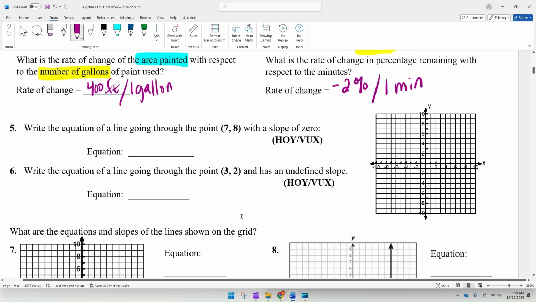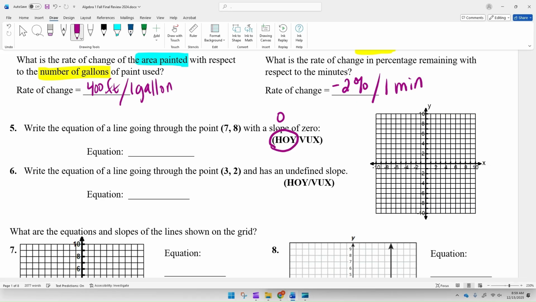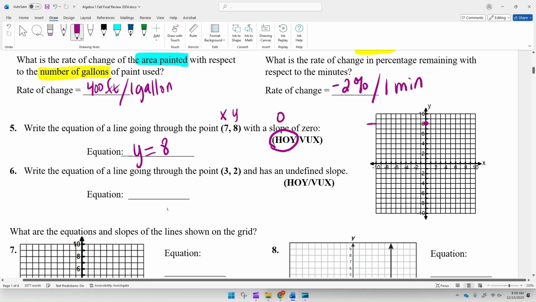All right. 5 and 6, we're dealing with Hoy bucks. We have a 0 slope. So look, in Hoy, we've got the O in Hoy. So that lets me know when we're looking at a slope of 0, we're looking at Hoy. This is a horizontal line, 0 slope, and then the equation is going to be the y-intercept. So that's y equals our y-intercept. When you're looking at the point, you have an x and a y. So the y-intercept is the y value of 8. So I'm going to go here to 8, and I'm going to draw a horizontal line.